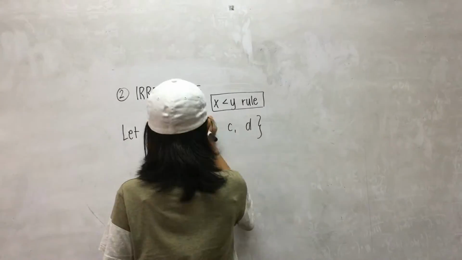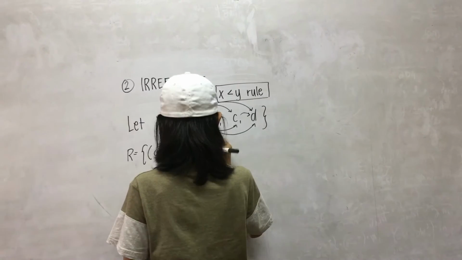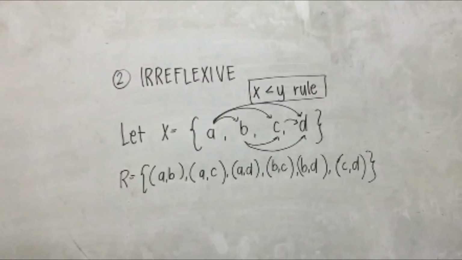With the prefix IR, irreflexive property is the opposite of reflexive. Following the rule x less than y, we will not pair any element to itself, hence not producing any reflexive pairs in R.